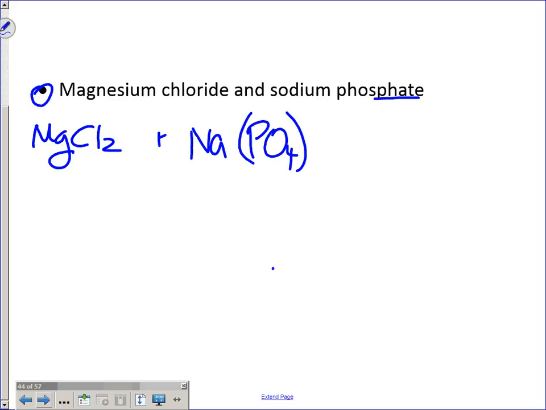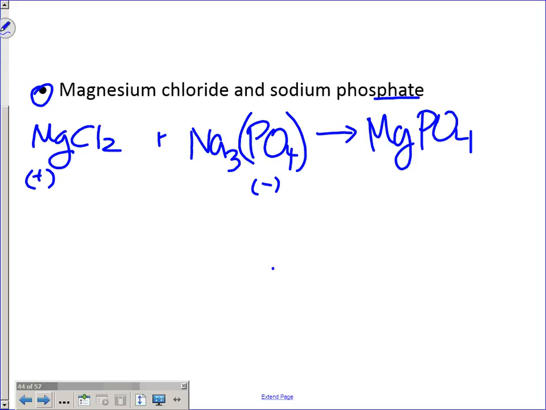Charge of phosphate? Anybody? 3. So crisscross the 3 down. And then sodium charge 1, so leave it as is. And remember, your double replacement is a positive magnesium and a negative, in this case, phosphate, that will come together to make magnesium phosphate. You just plop them together like that. What do you have to do? Crisscross charges. So 3 from phosphate goes down, 2 from magnesium goes over, and the last one is what?